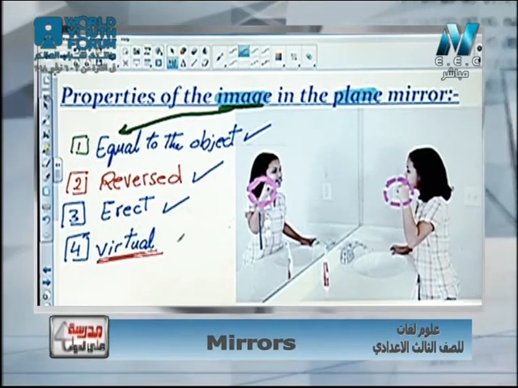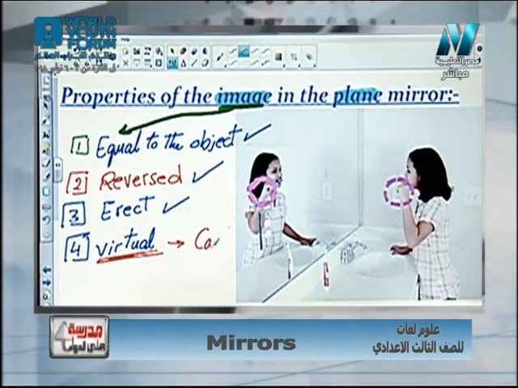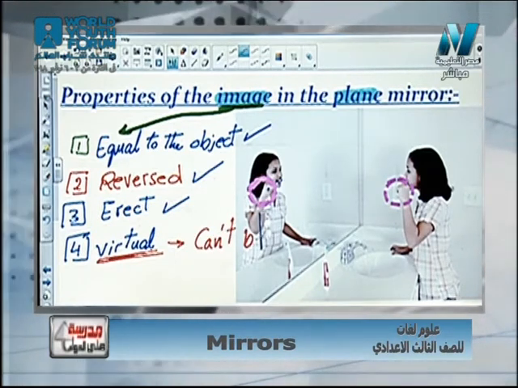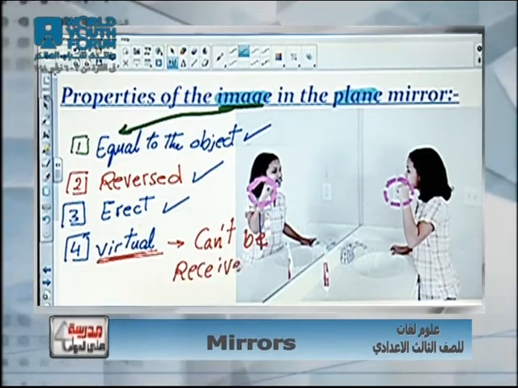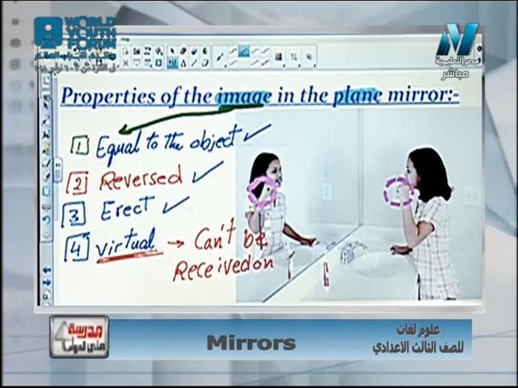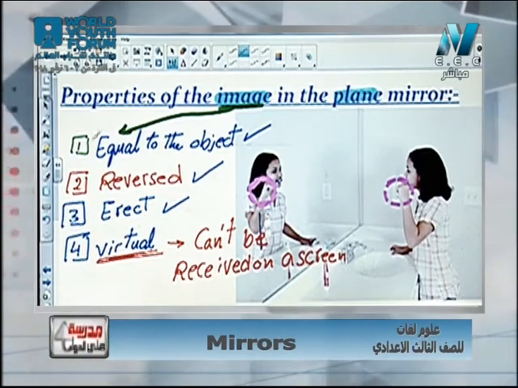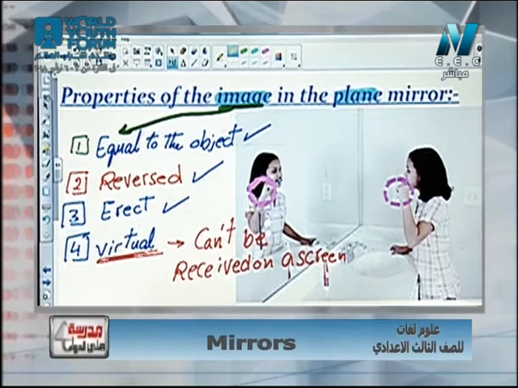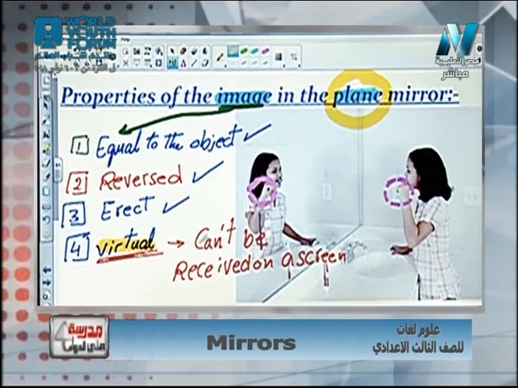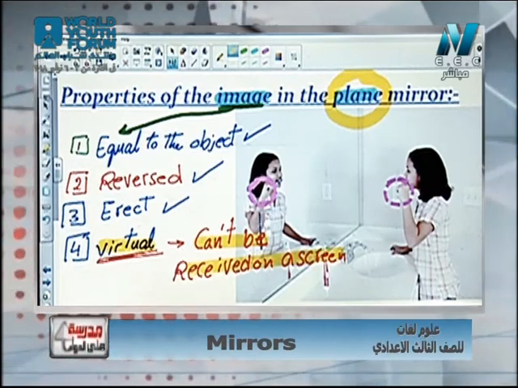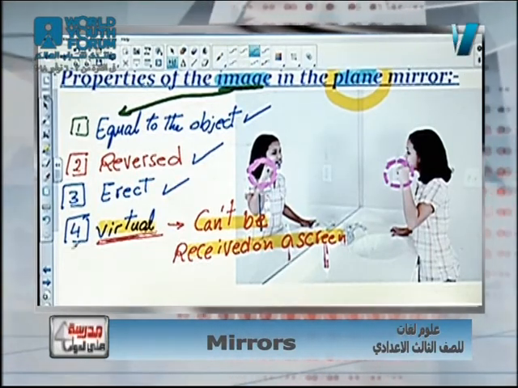So the image is virtual as we have here, give reason for, because it can't be received on a screen. يعني الصورة دي ما ينفعش اخدها على screen. يبقى هنا هقول له the image is virtual and we talk about plane mirror. هقول له because this image can't be received on a screen.